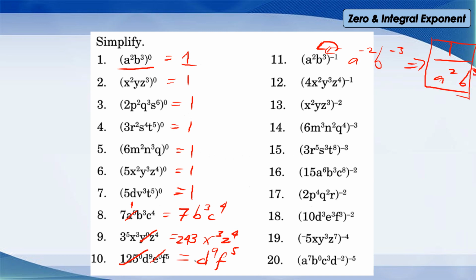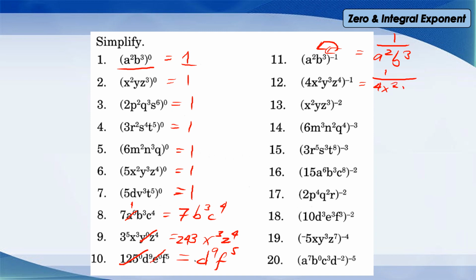Or simply, ibaba lang natin yung parenthesis. Then, matira yung 1 sa taas. We have 1 over a squared b cubed. Next, number 12. Ganun din. 1 over 4 x squared y cubed z raised to 4. Next, number 13. Ganun din. Ibababa mo lang din siya. And then, ano bang ibang ano dyan?